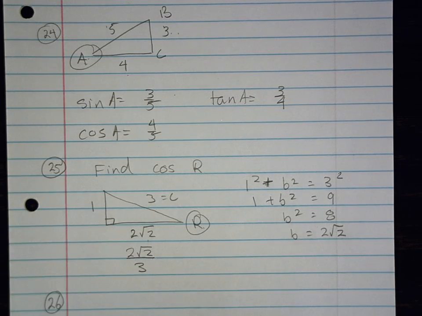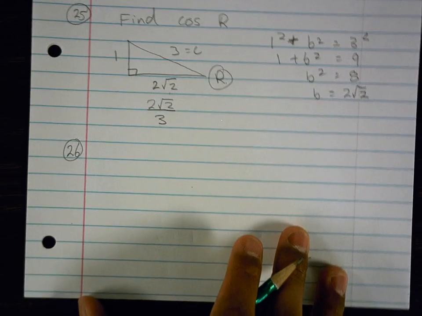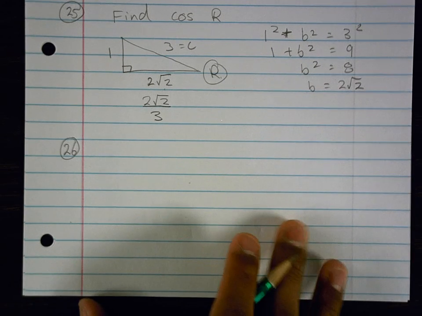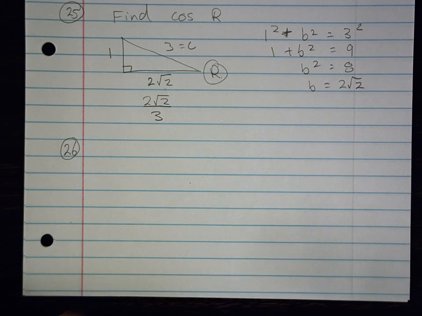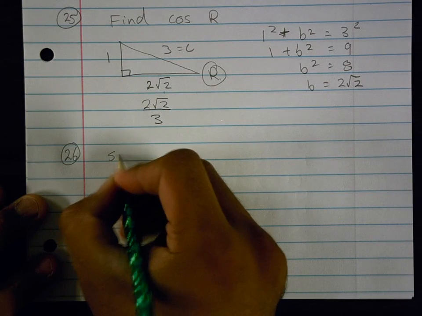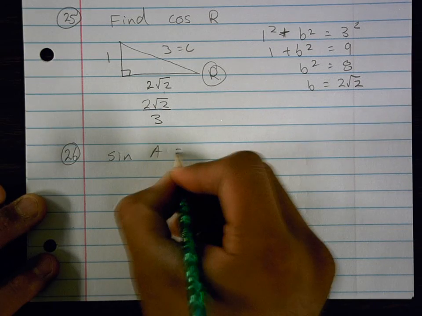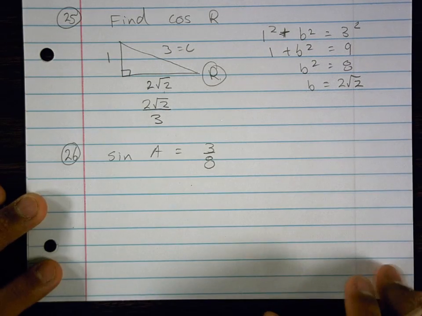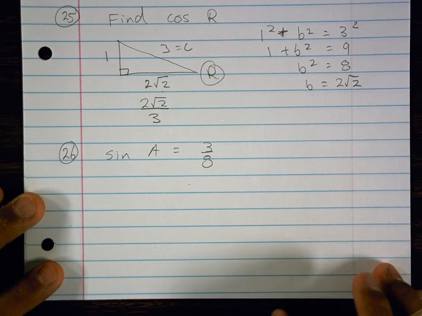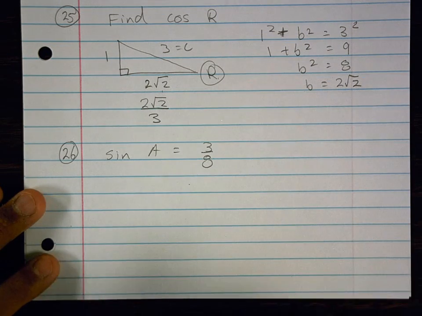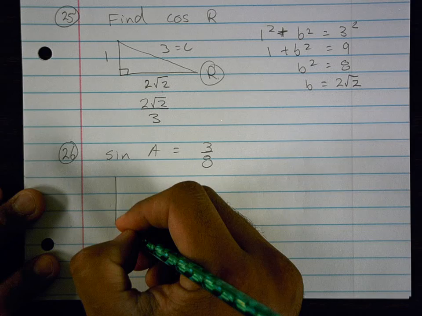Number 26 says find the sine of A. The sine of A is 3/8. Find the cosine and tangent of A. Well, they're not giving you a triangle, so you have to create one here.